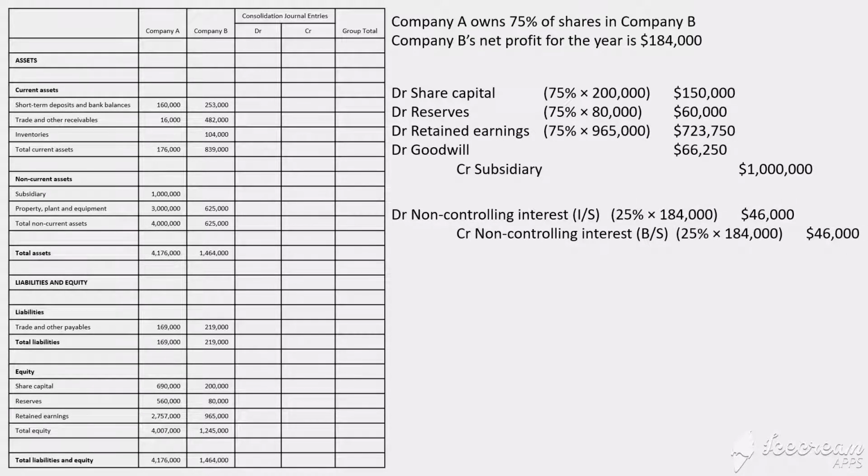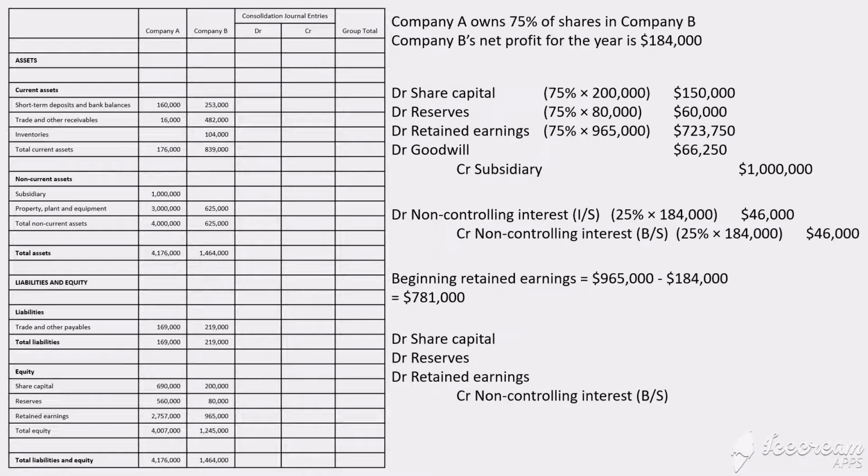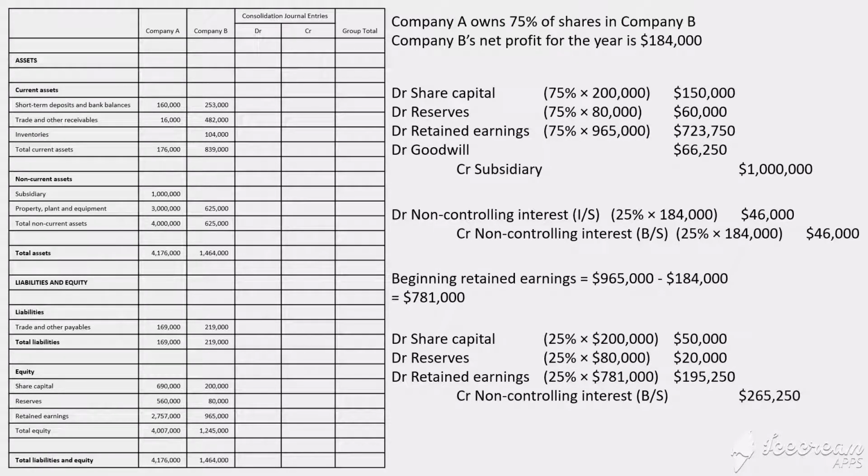Next, recognizing the portion of equity that belongs to the non-controlling interest. A word of caution here. The amount of retained earnings that will be attributed to the non-controlling interest is the beginning retained earnings. So we must subtract the current year net profit from it, because we have already recognized the current year net profit earlier on. The beginning retained earnings is $781,000. The consolidation journal entry to attribute equity to non-controlling interest is debit share capital, debit reserves, debit retained earnings, and credit non-controlling interest by the proportion of non-controlling interest over each line item, like this.